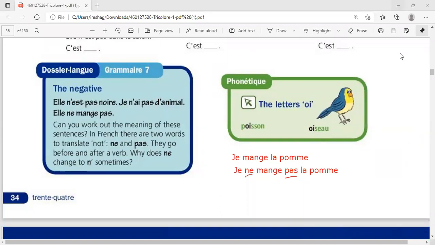And then write down. I'm cutting the parts you are not supposed to write. Don't write this. Okay, the other part write down.